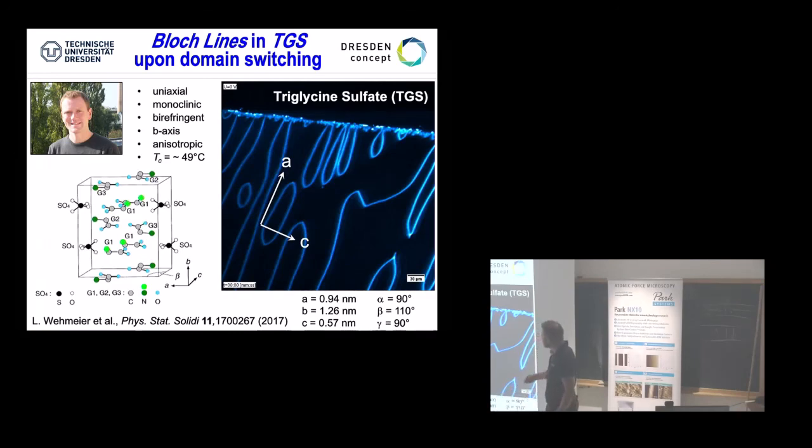So this is a unit cell. The polarization is aligned along the B-axis, and what we see here with this Cherenkov is we're looking at the AC plane. It's anisotropic, by the way, and the polarization is pointing out of plane towards you. And we see nice domains. You see the inner region, the outer region. That means we have up, down. What I want to show you now is the following.